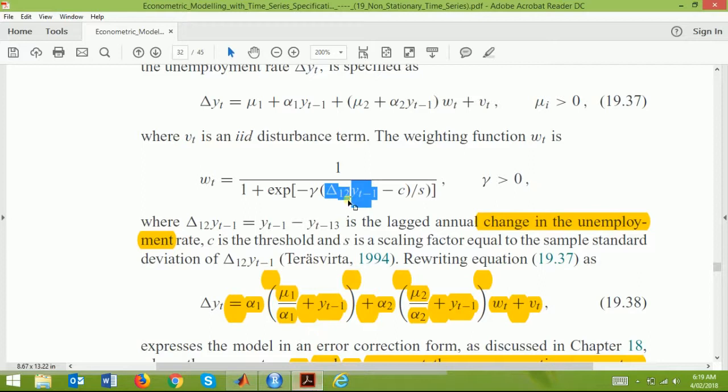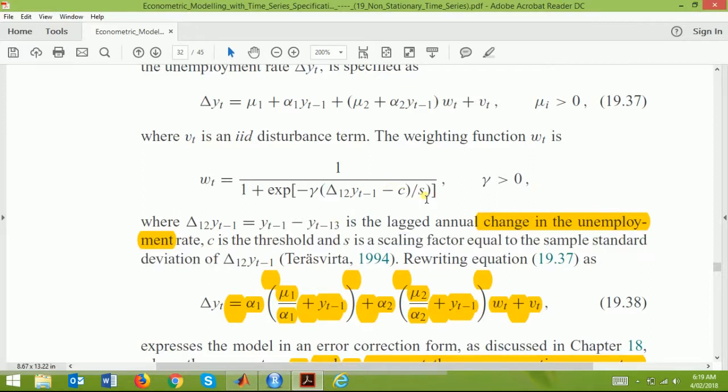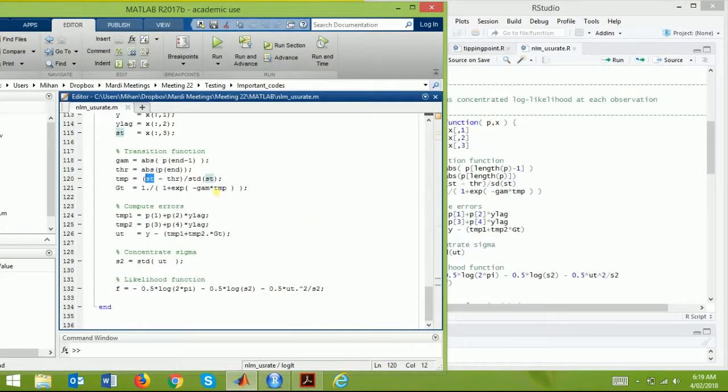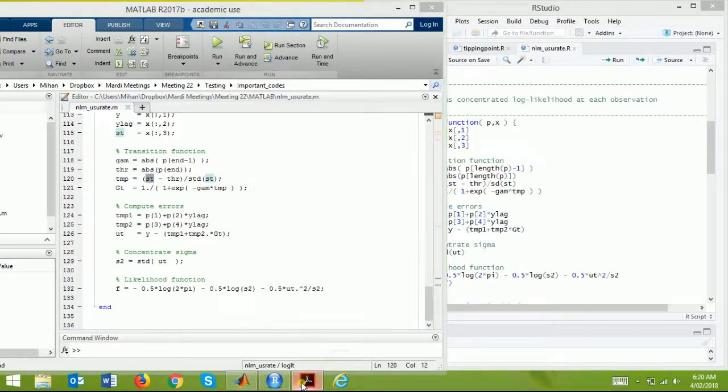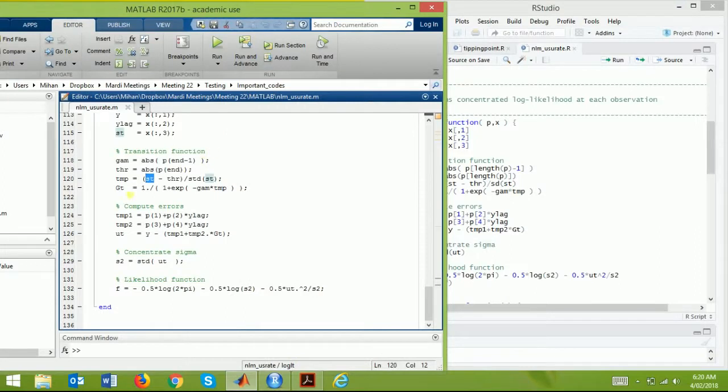Delta 12 is the lagged annual change. S is the scaling factor equal to the sample standard deviation. So this is the scaling factor and this is the sample change at 12 season. S is the scaling factor that is equal to the sample standard deviation of these lagged annual changes. Okay, now it's more clear.